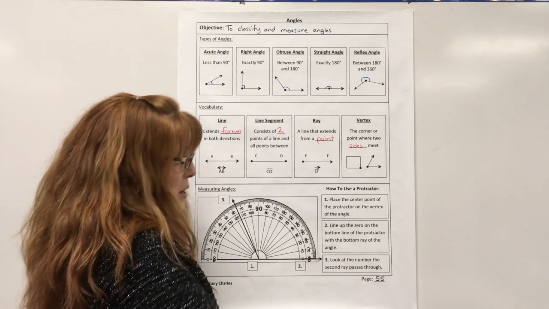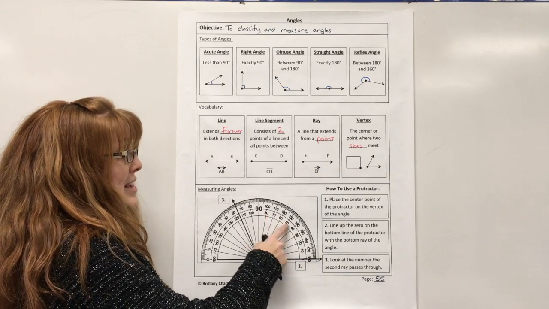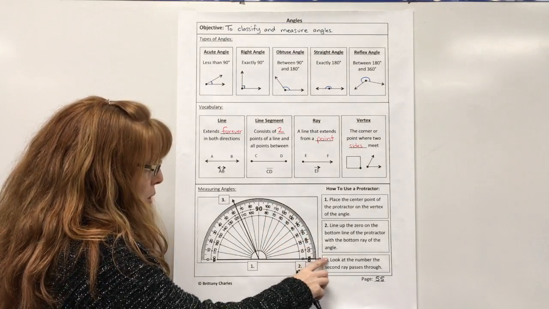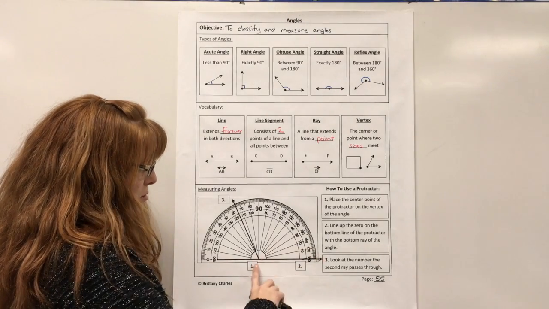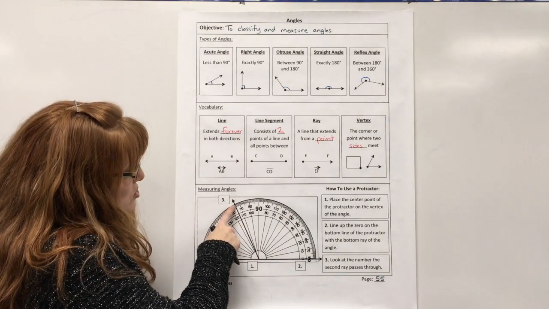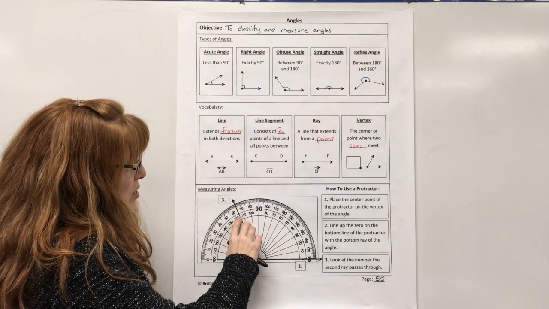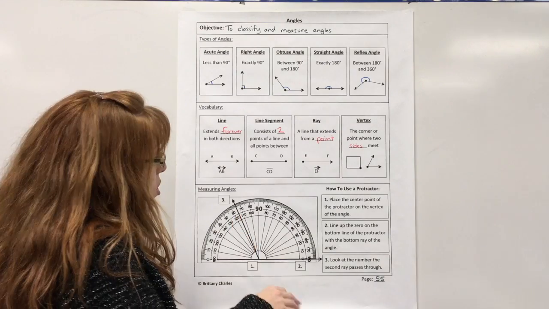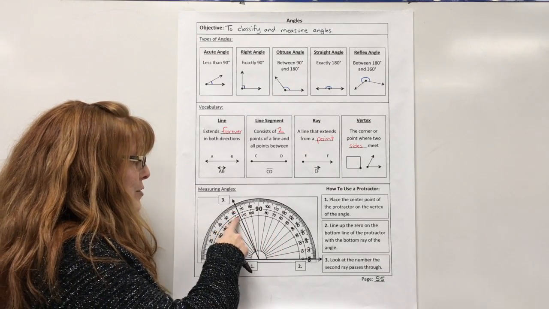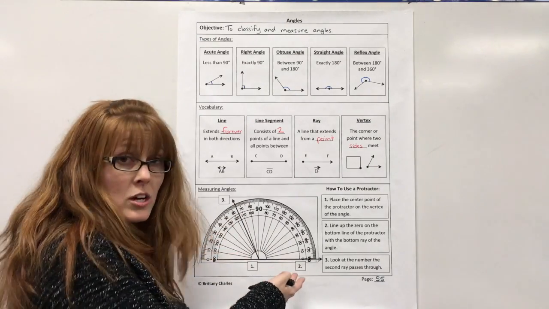Okay, so then it says look at the number the second ray passes through. Now, let's say I wasn't sure if I look in the inside or the outside numbers. Well, here is where I lined it up with 0, and so this is really the line that I need to read. Well, I've got two numbers here. I've got 65, and then I've got between 110 and 120, which would be 115. Well, between 115 and 65, which one makes sense based on how this angle looks?